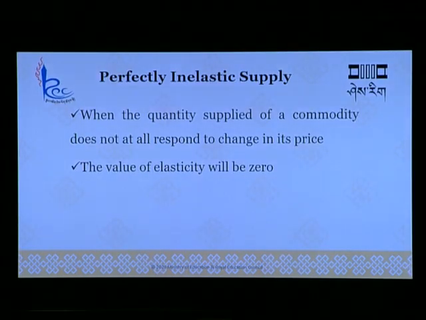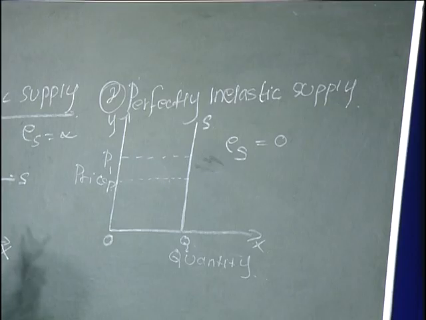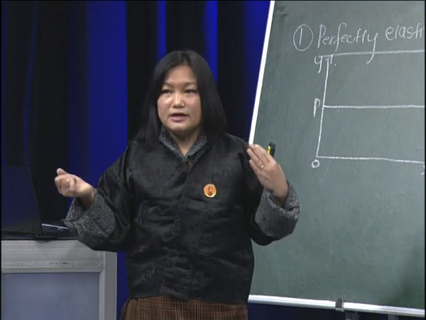So now let's look at the definition. Since we looked at the graph first, perfectly inelastic supply is when the quantity supplied of a commodity does not at all respond to change in its price. So there is no change in the quantity with the change in the price. And then we have already discussed that the value is 0. So you'll know this value when we look at the methods of calculation of elasticity. When you're calculating the value, if you get 0, then we have to consider that that is a perfectly inelastic. And then if you get infinity, then that will be considered as perfectly elastic supply.